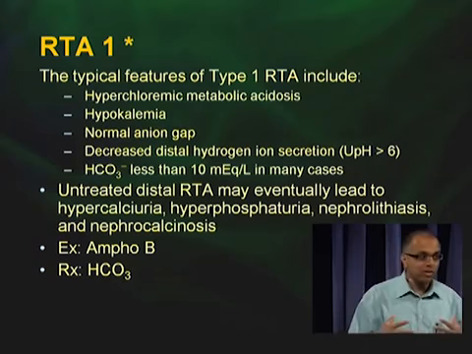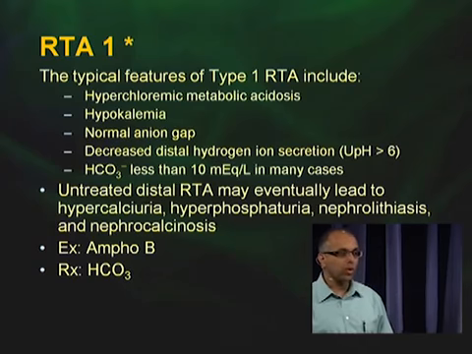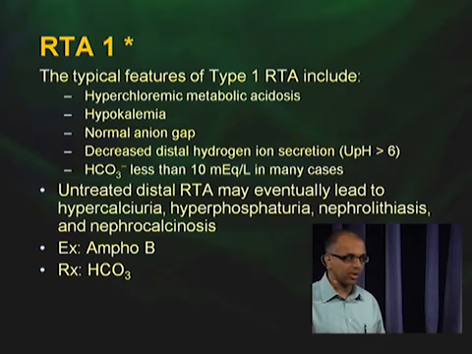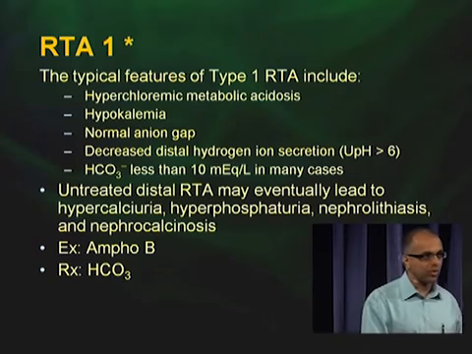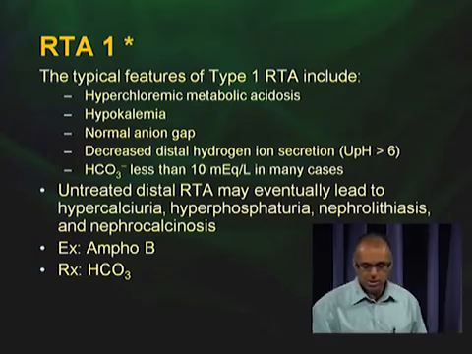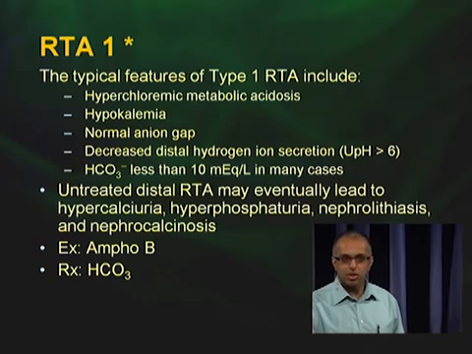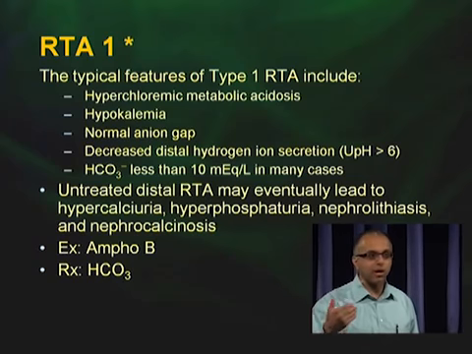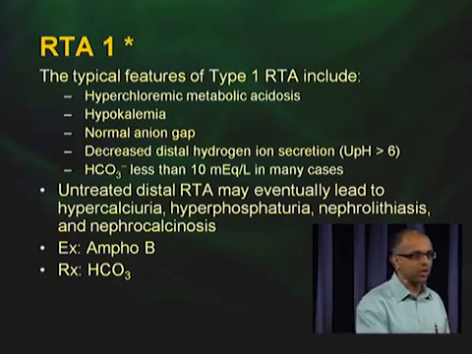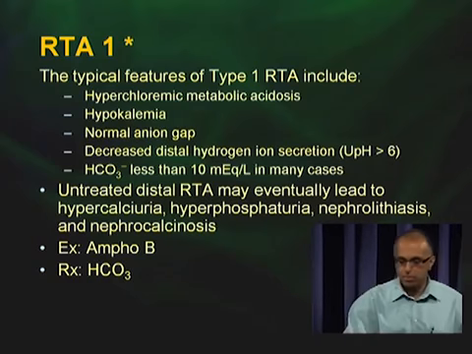I personally don't like using these numbers. I like using names. So instead of calling it type 1 RTA, I call it distal RTA because it reflects where the pathophysiology is. In distal RTA, the basic pathophysiology is failure of acidification of the urine. So it's failure of the hydrogen pump.